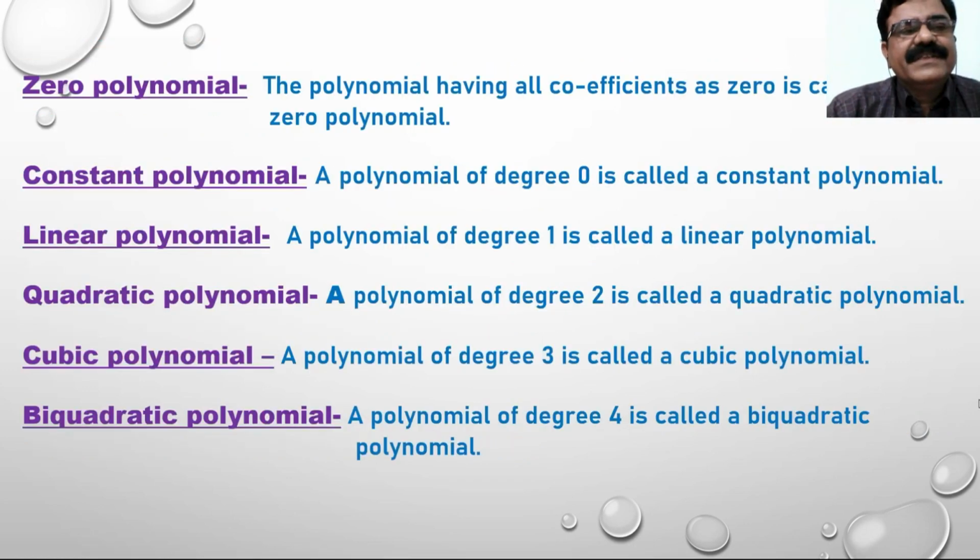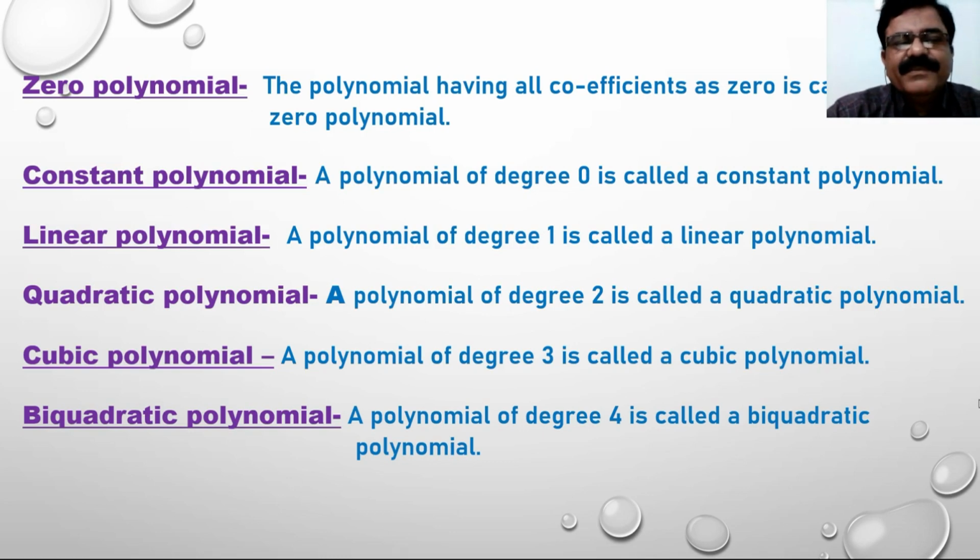Now, classification of polynomials as per their degrees. First is the zero polynomial. The polynomial having all coefficients 0 is called the zero polynomial. Constant polynomial: a polynomial of degree 0 is called a constant polynomial. Linear polynomial: a polynomial of degree 1 is called a linear polynomial.